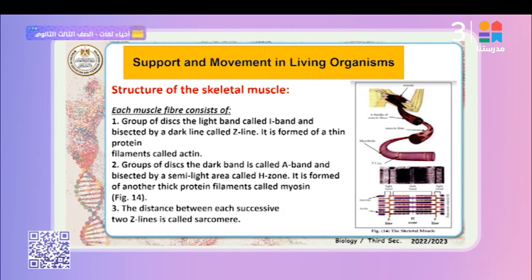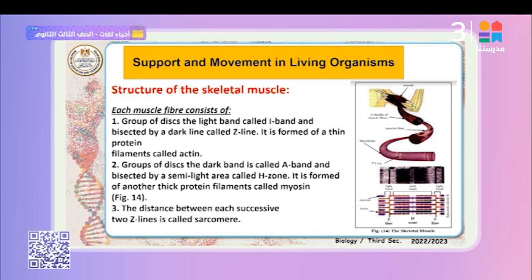The dark band is bisected from the inside by the semi-lighted band, which consists only of myosin. It's called H. A group of disc dark bands is called the A band, bisected by the semi-lighted band called the H zone. It's formed of another thick protein filament called myosin.